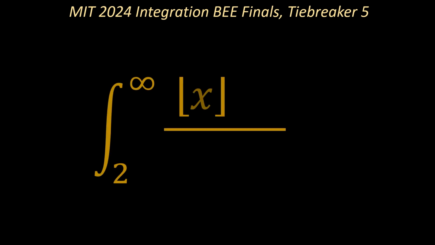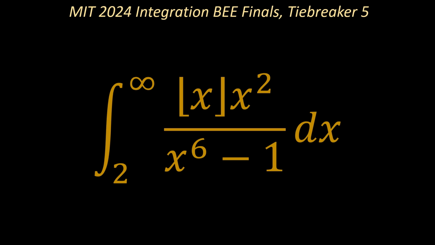Tiebreaker number 5 of the MIT Integration Bee finals is the definite integral from x equals 2 to positive infinity of the floor function of x times x squared over x to the power 6 minus 1. And the first thing that one would like to do is to understand the concept of the floor function. What is a floor function?